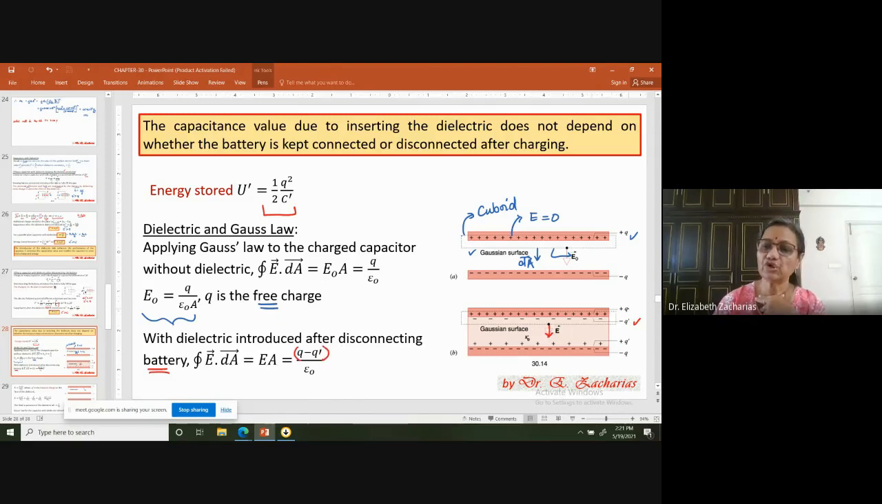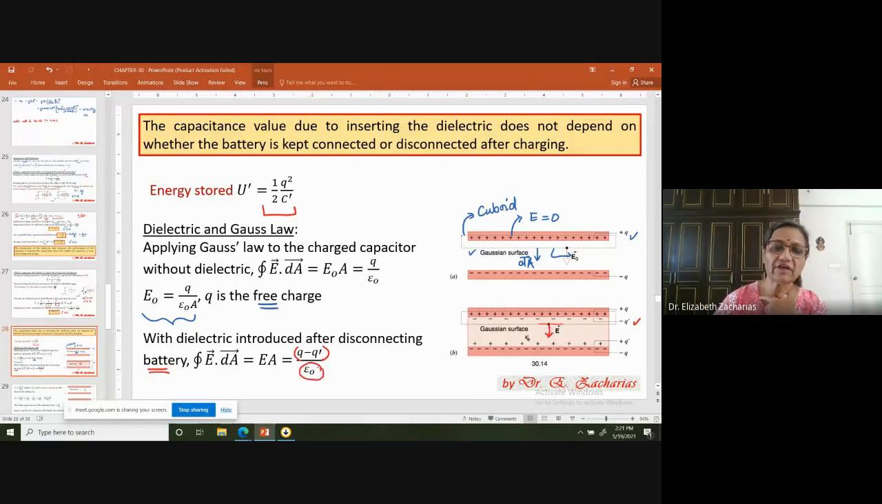One free charge is Q. Q prime is the polarization charge. It is negative. Therefore, Q minus Q prime. And on the left-hand side, you see, it is integral E dot dA. It is E into A because this surface is going to have a field E and area is A. So you get E into A is Q minus Q prime by epsilon naught.